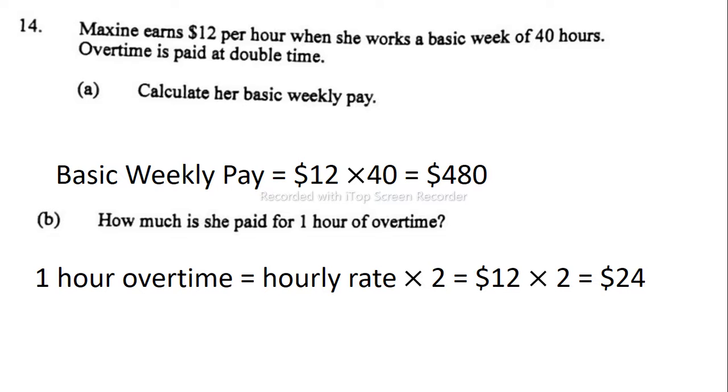12 times 40 to give us what? 480. Very good. And so that was her basic weekly pay. And then we asked, how much is she paid for 1 hour of overtime? Well, for 1 hour of overtime, that's going to be her hourly rate, the amount that she gets per hour, times 2. We know that she gets $12 per hour. We multiply that by 2, we get 24. So she gets paid $24 for 1 hour overtime.